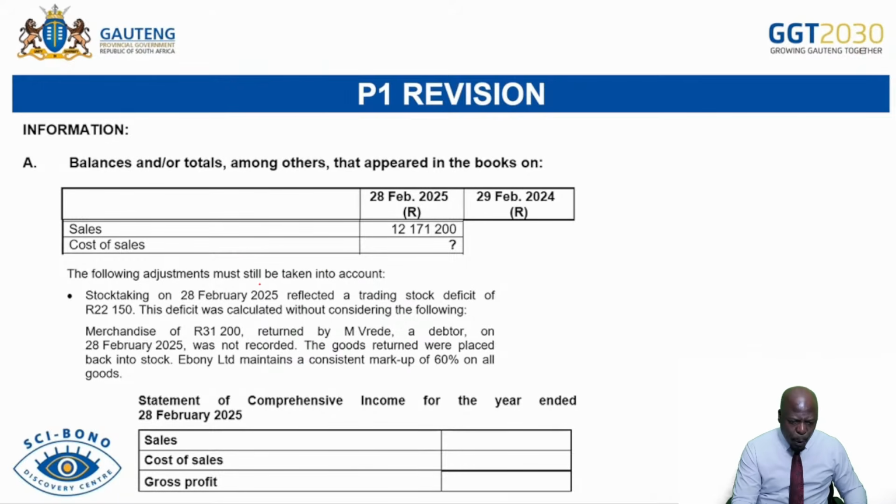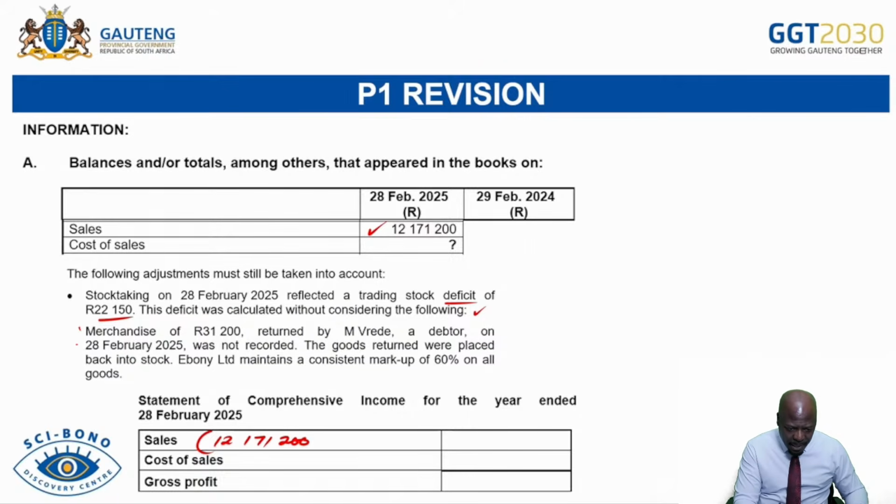E-trades. The following adjustments must still be taken into account. So we are given sales here, and the sales is 12 million. So I'm coming here to open my bracket, which is my 12,171,200. Stock taking on 28 February 2025 reflected a trading stock deficit of 22,150. So we're told that there's a deficit, and this deficit was calculated without considering the following.